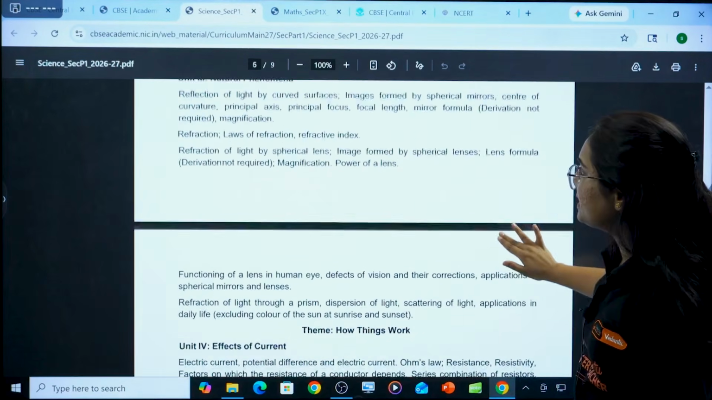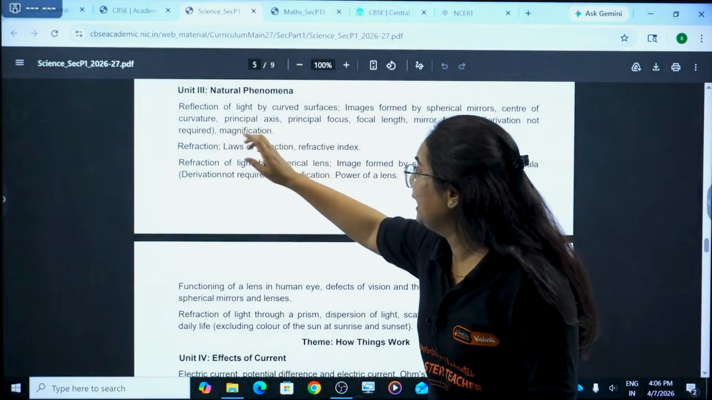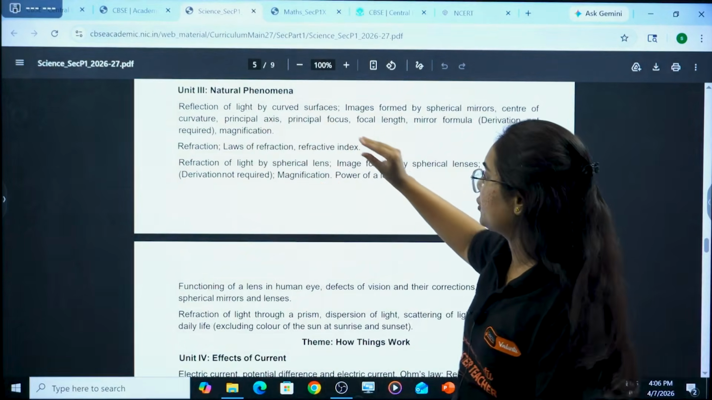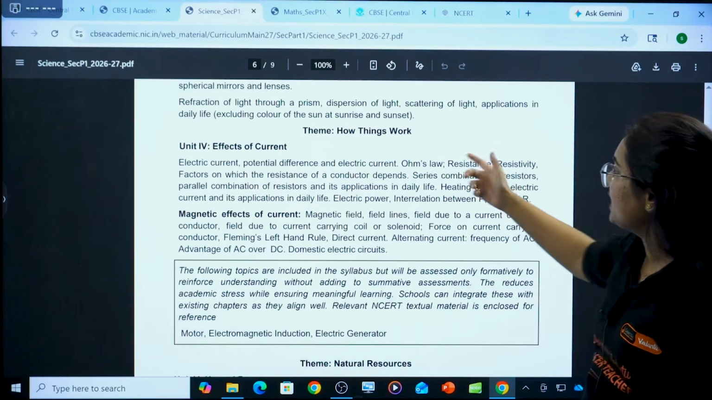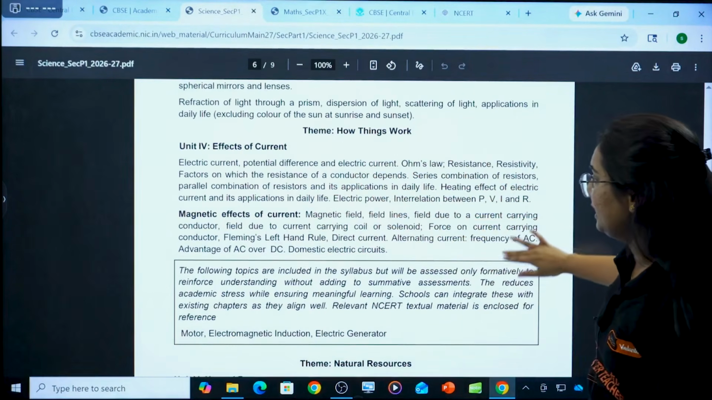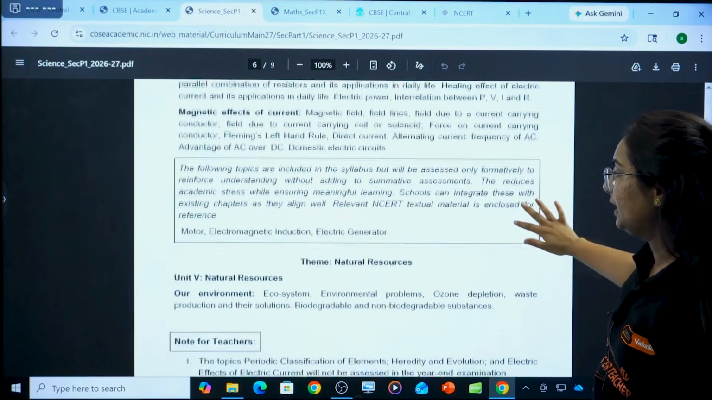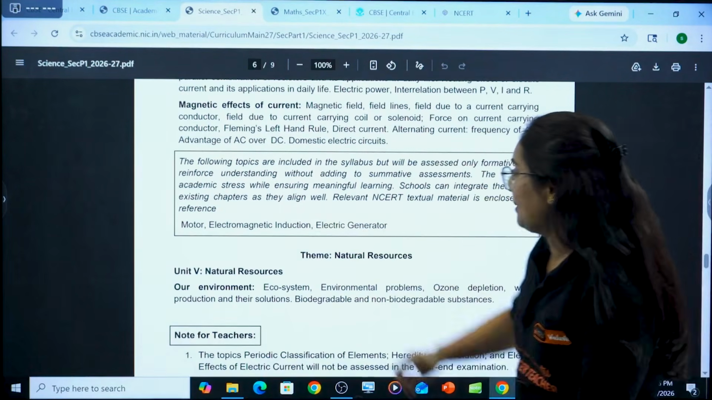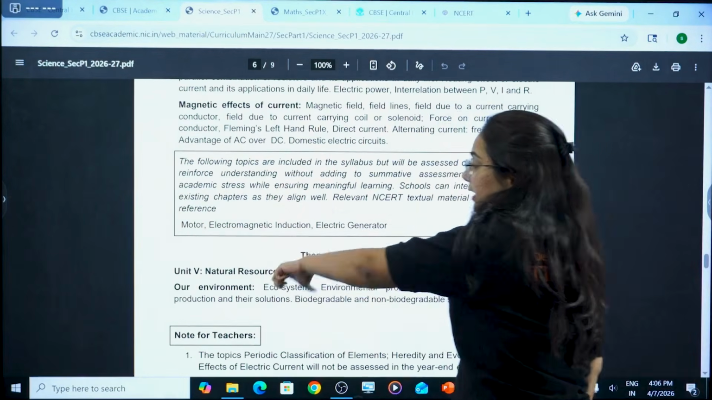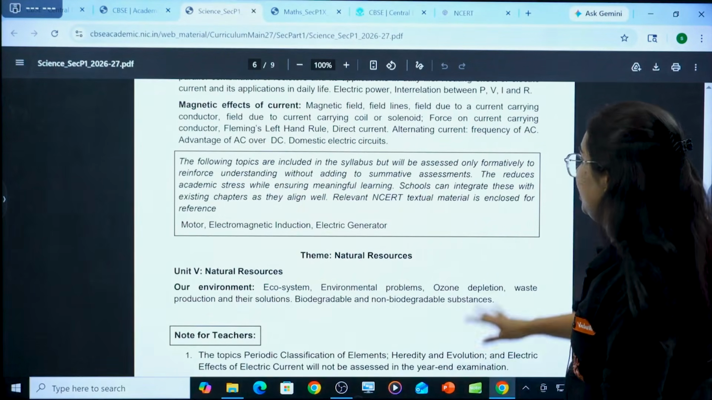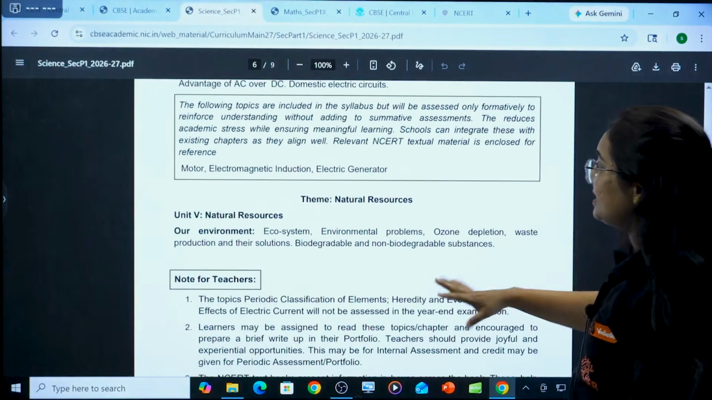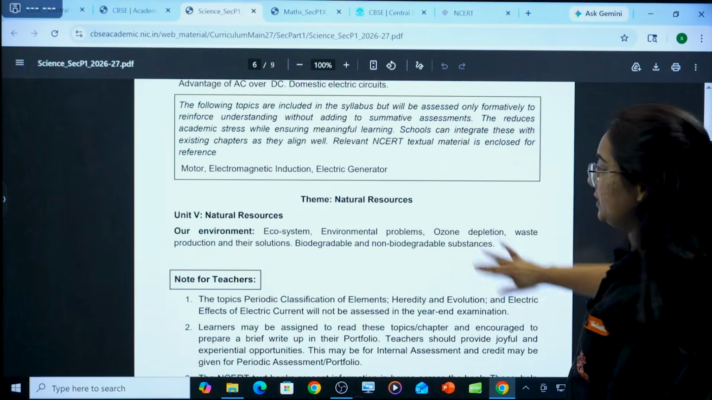So you have a chapter which includes natural phenomena, reflection, refraction of light and its functions. Then how things work, like effects of current. The second chapter, magnetic effect of currents. So here are also the chapters like motor, electromagnetic induction, electric generators, which are not going to be assessed in your exams. Okay, this is enclosed for your reference for your future self.